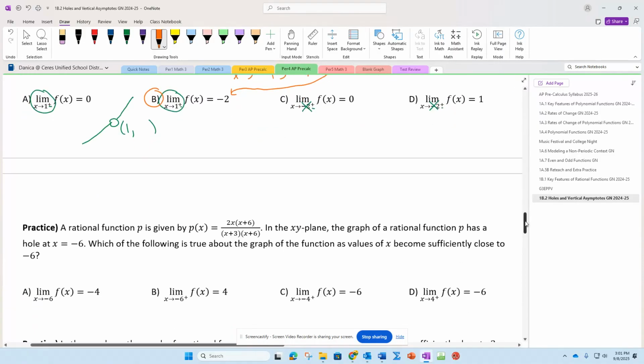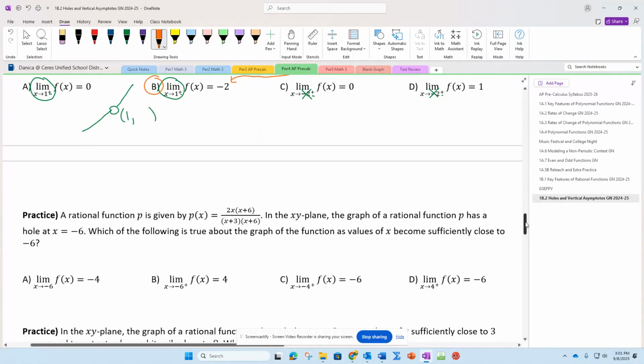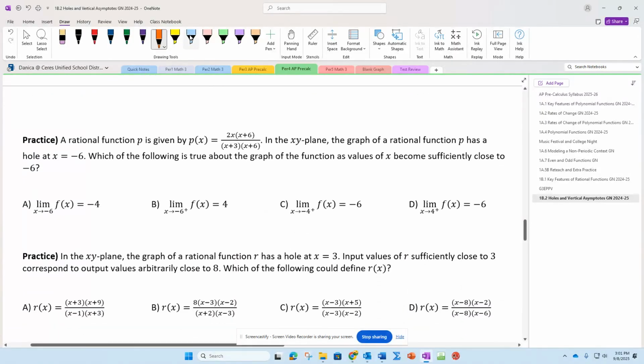All right, let's take a look at a similar problem here as a practice problem. So again, I recommend you pause the video, give this one a try, and then start it again when you're ready to check your answer.